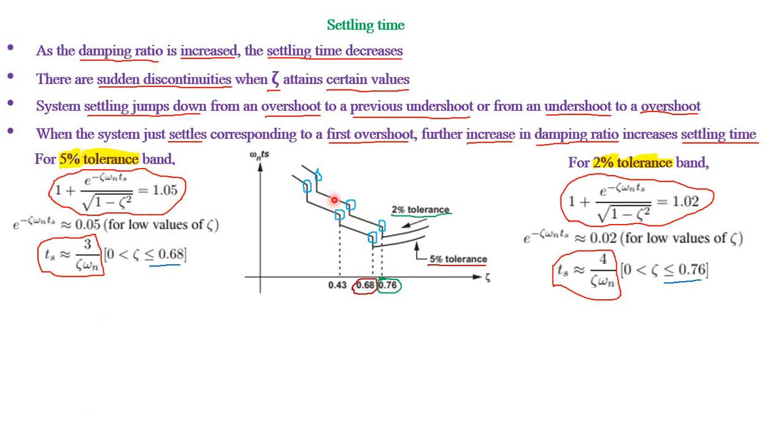Here the curve is slightly shifted to the right. Why? Because less tolerance means it takes more time for the system to settle. That is why here we get 3 by zeta omega n, and here we get 4 by zeta omega n. Anyway, we will understand these two points with the next slide.